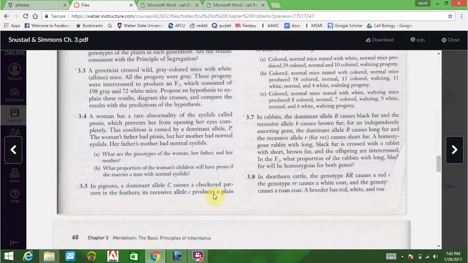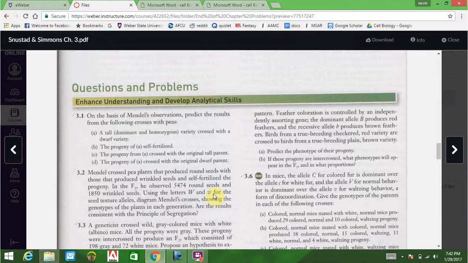Okay, so this is going to be problem 3.5 from your book. It says in pigeons, the dominant allele, big C, causes a checkered pattern in feathers. Its recessive allele, little c, produces a plain pattern. Feather coloration is controlled by an independently assorting gene. The dominant allele B produces red feathers, and the recessive allele b produces brown feathers. Birds from a true breeding checkered red variety are crossed to birds from a true breeding plain brown variety.